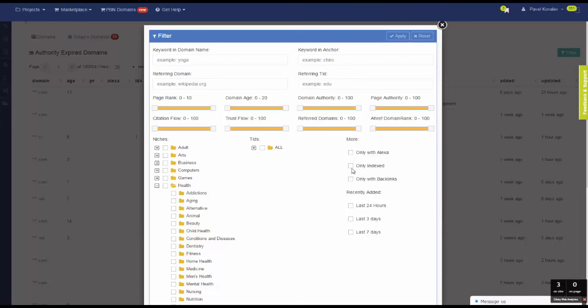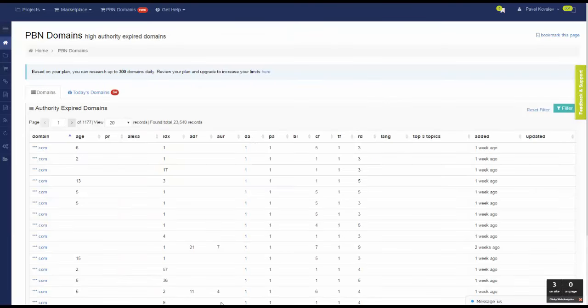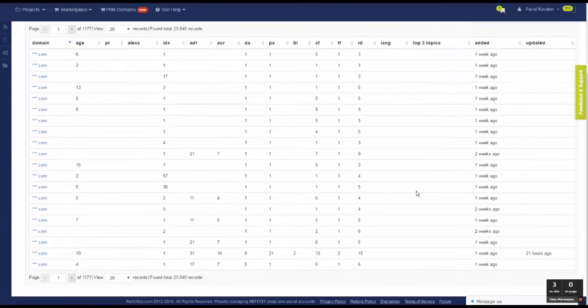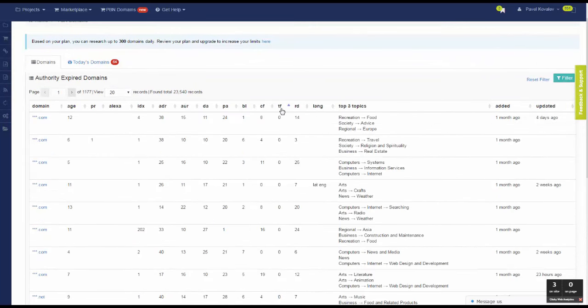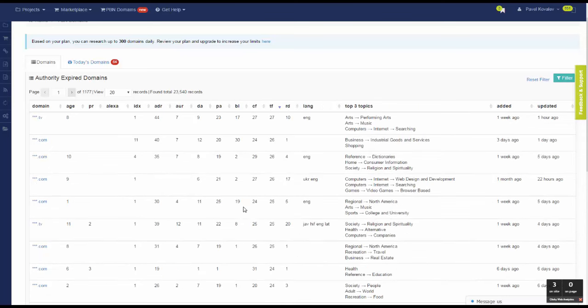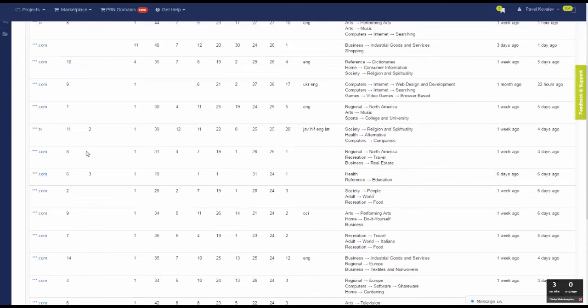So let's say I do only indexed. You can see that there are around 24,000 indexed domains, and you can continue to sort and filter within the scope of the criteria you already put in. Let's say I do indexed and sort by trust flow. So you can see more details in here.